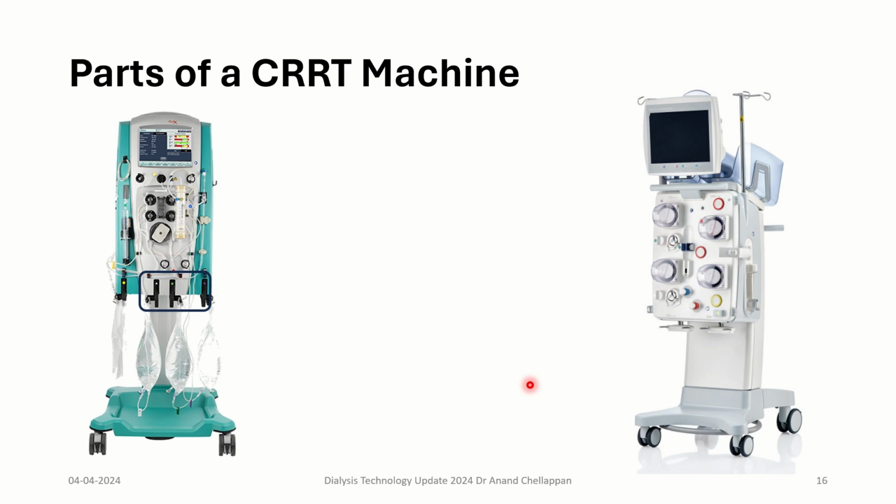Now let us examine the parts of a CRRT machine. On this side we have the Baxter's Prismaflex machine. On this side we have the Fresenius Multifiltrate machine. Broadly, all the CRRT machines have certain parts which we will try to cover in this segment. The listeners are directed to the individual manufacturer catalogs for more details regarding these machines.